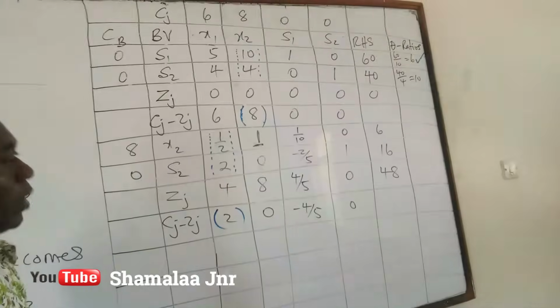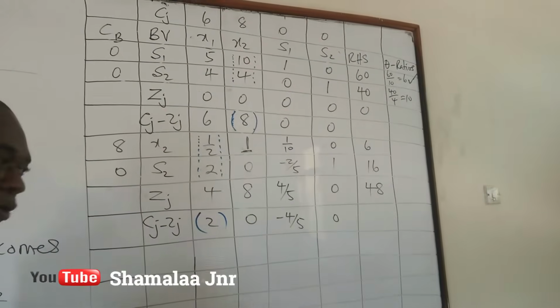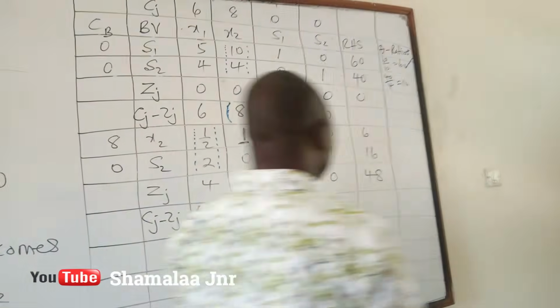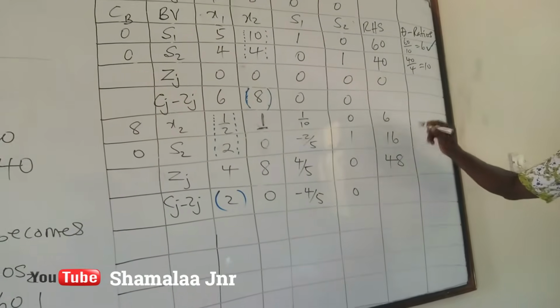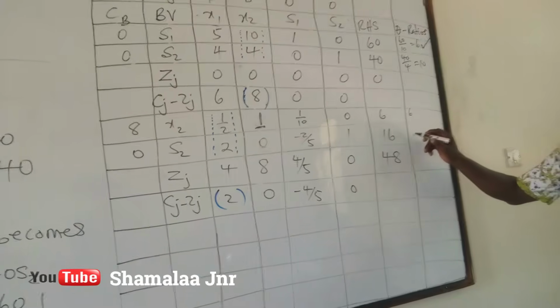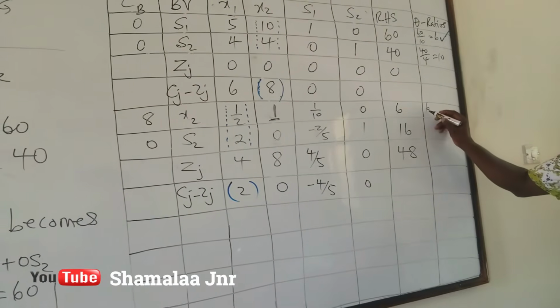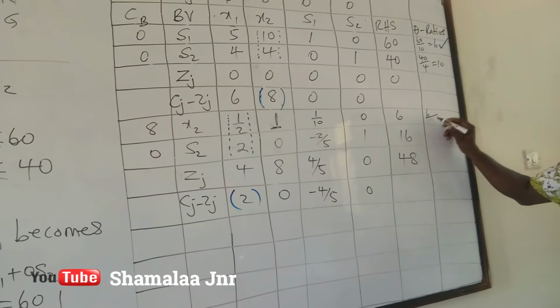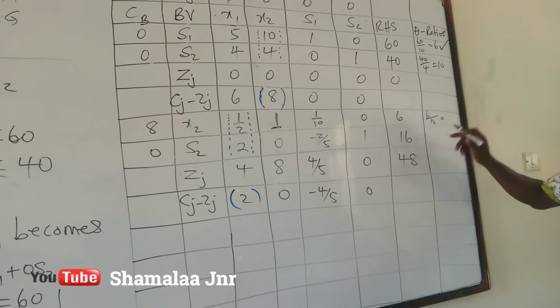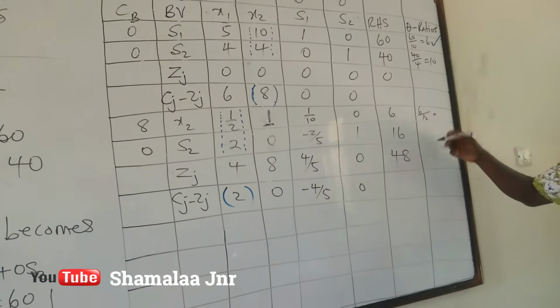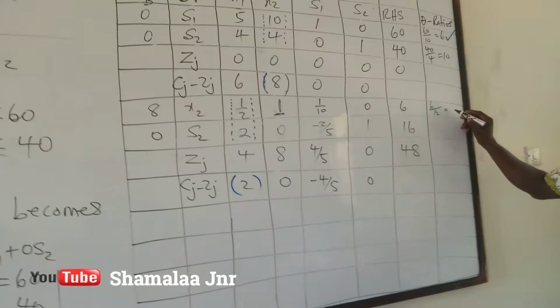So again, you go and take your penalties because you don't want to be biased. You're going to take the penalties here, and the penalties here. For the first one will be 6 divided by 1 over 2. And when you are dividing 6 by 1 over 2, it's like multiplying by 2. So this one is 12.